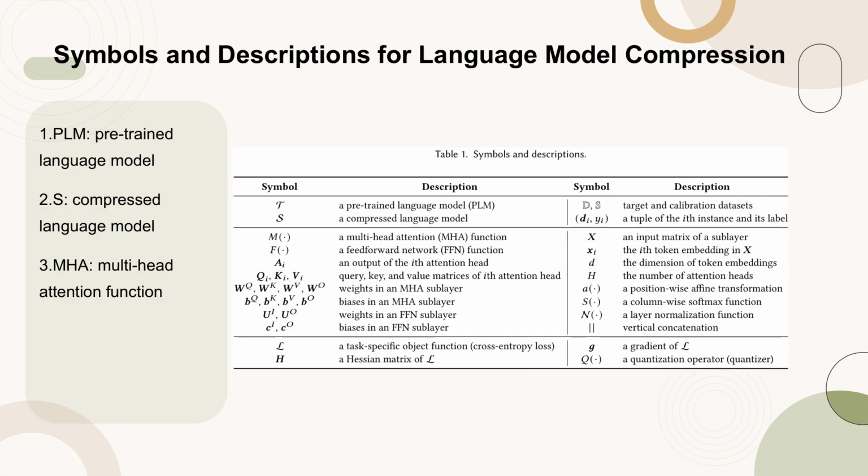Table 1 provides a comprehensive list of symbols and their descriptions used throughout the paper, which are essential for understanding the language model compression techniques discussed. The table includes symbols for pre-trained language models, PLM, compressed language models, S, and various functions such as the multi-head attention, MHA, function. These symbols are crucial for interpreting the mathematical formulations and algorithms presented in the study.